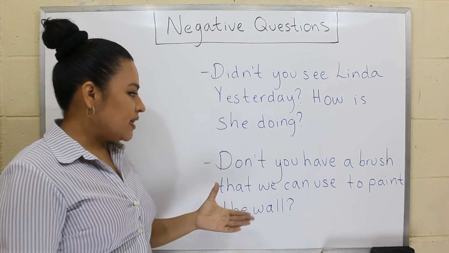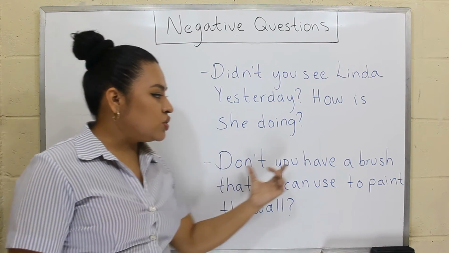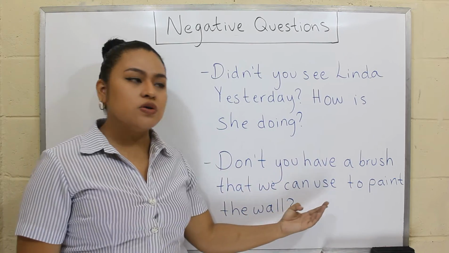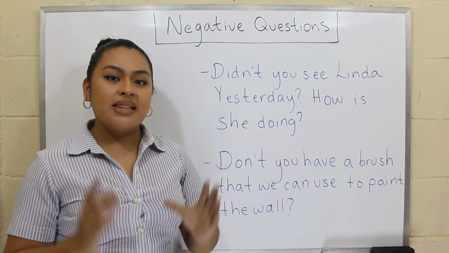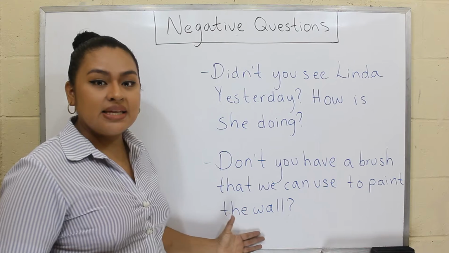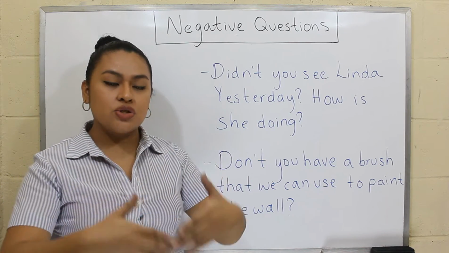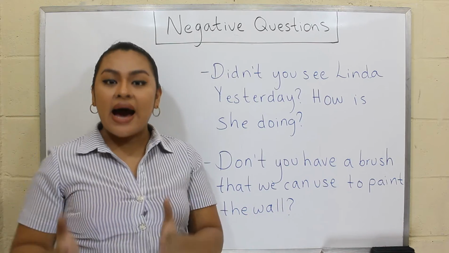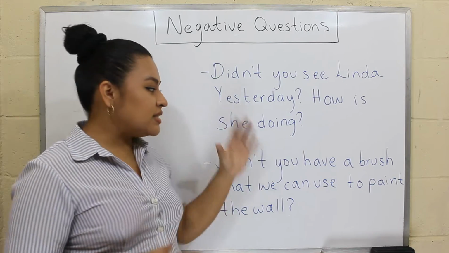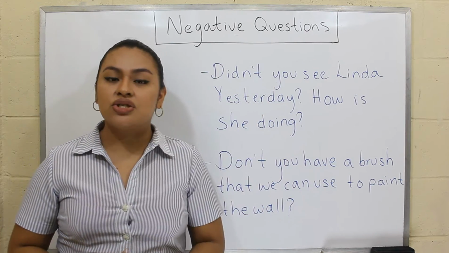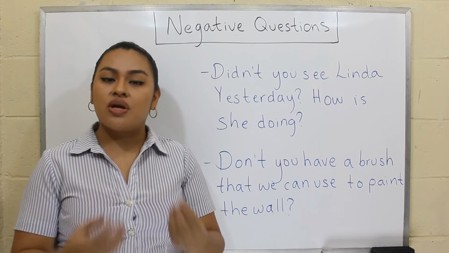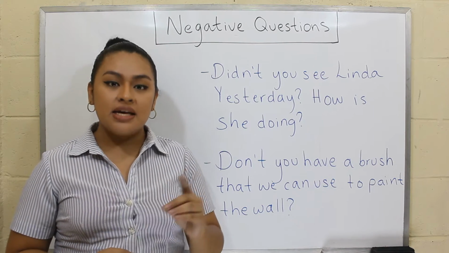And then, in the next example, don't you have a brush that we can use to paint the wall? In this case, we are asking these negative questions in order to confirm that the person to whom we are asking has a brush. So this is how we use negative questions to confirm something that we feel or believe is true.